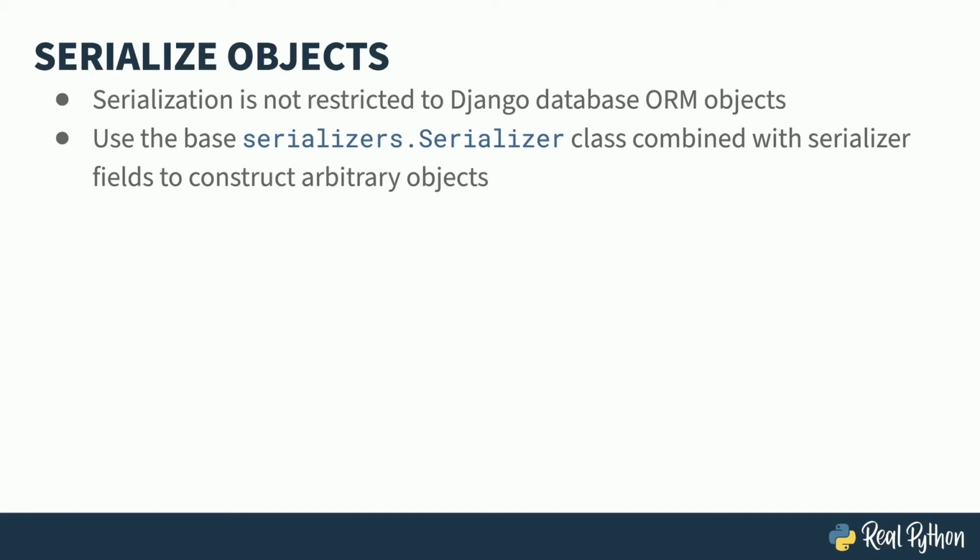You do this by inheriting from the serializers.Serializer class and combine it with serializer fields. Serializer fields are similar to Django model fields. You can explicitly create a serializer specifying field by field. It doesn't have to be based on that ORM.